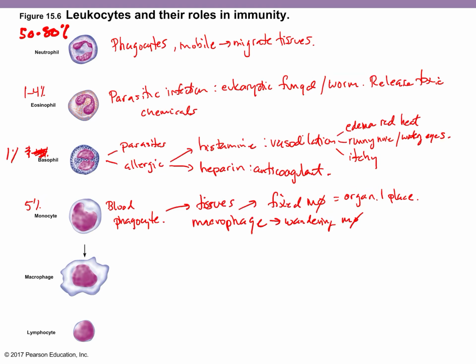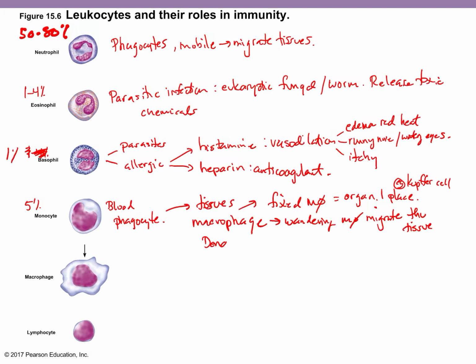So they are in the organ in one place and they just sit there. One fixed macrophage you've probably learned is your Kupffer cells that are in the sinusoids of the liver. Or there are those phagocytes in the alveoli of the lung. So those are fixed. Wandering just means that they still have the ability to migrate through the tissues. They're not in the bloodstream anymore, they're in your tissues, but they can still wander around, just looking for any foreign invaders.